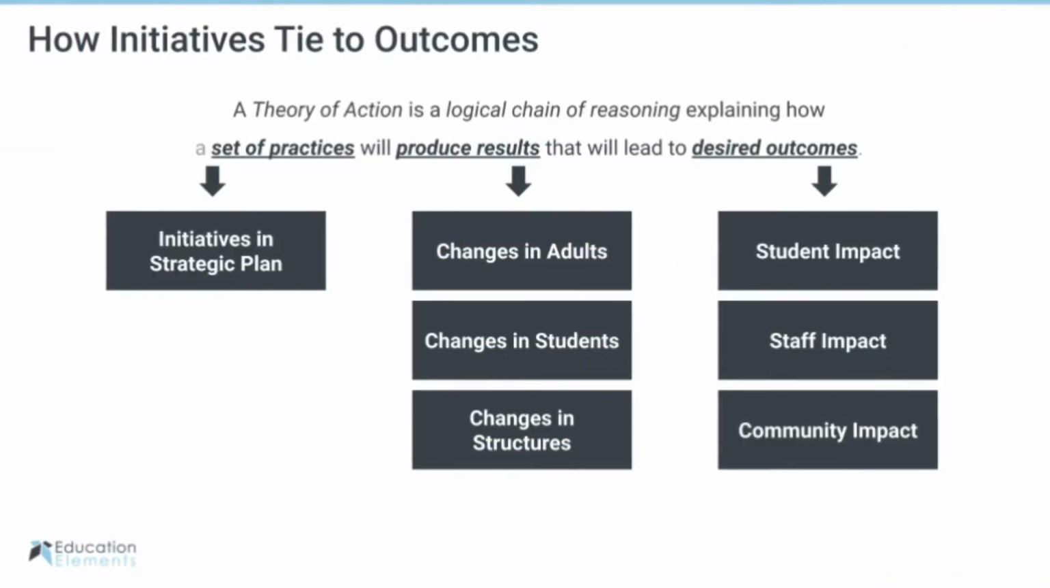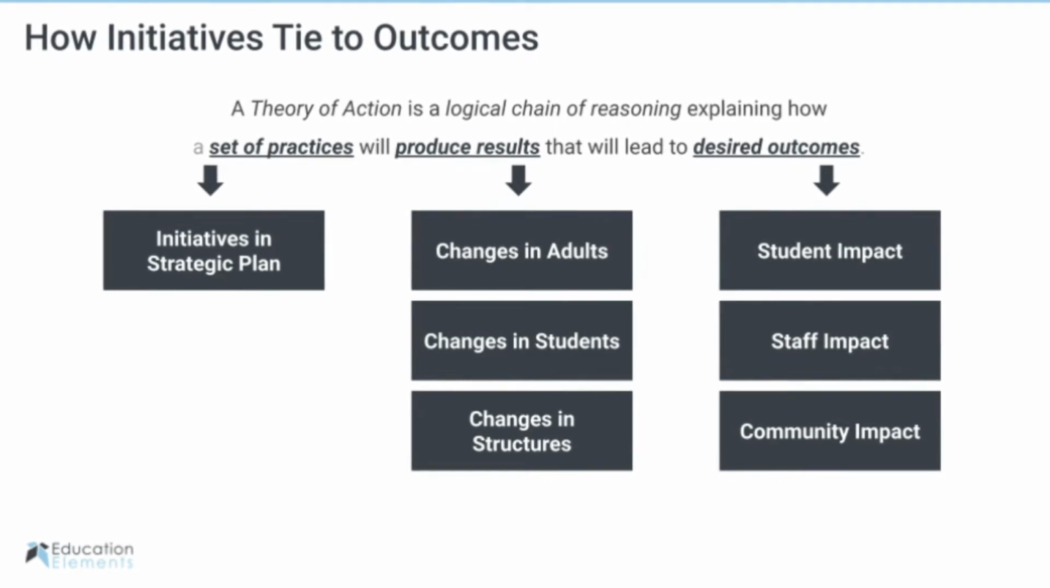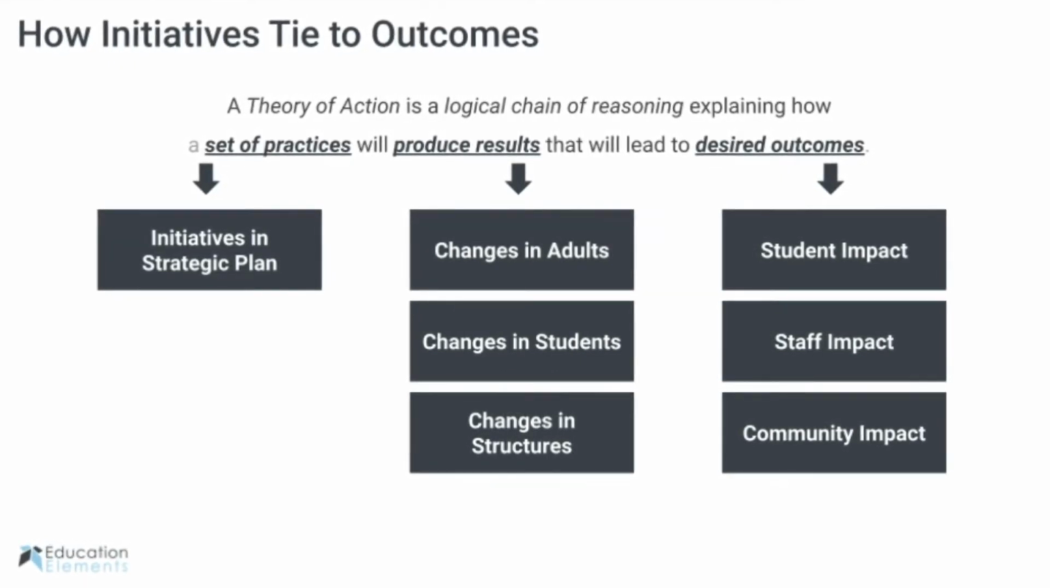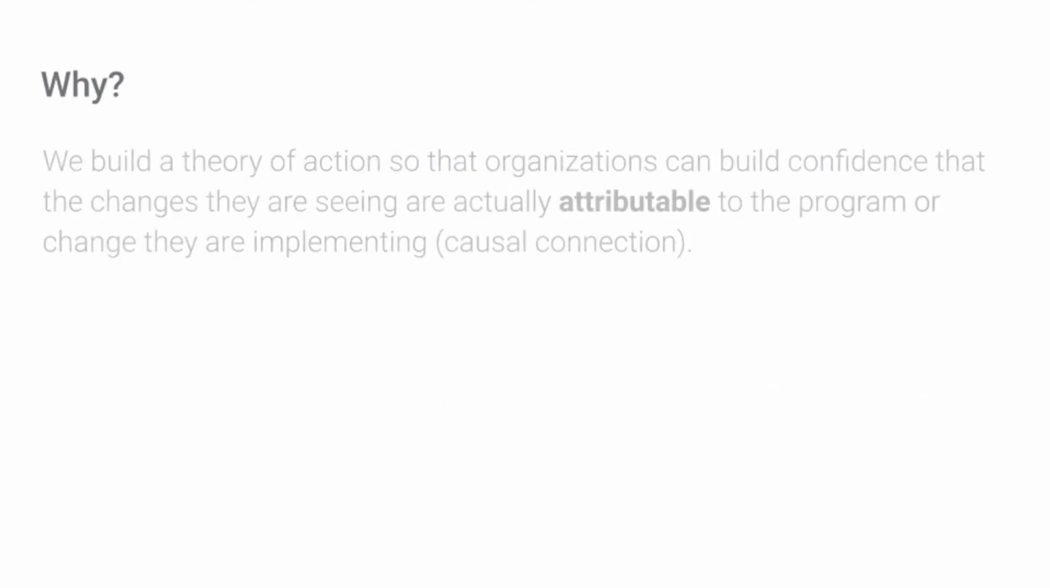A theory of action is a logical chain of reasoning that lays out how a set of practices will produce results that have a desired impact. A theory of action can also build confidence that the changes we're seeing are actually attributed to the program that we implemented, creating a causal correlation.